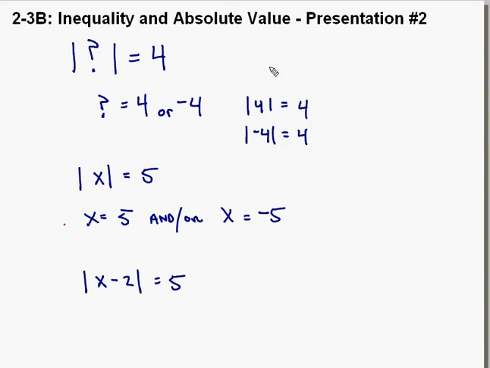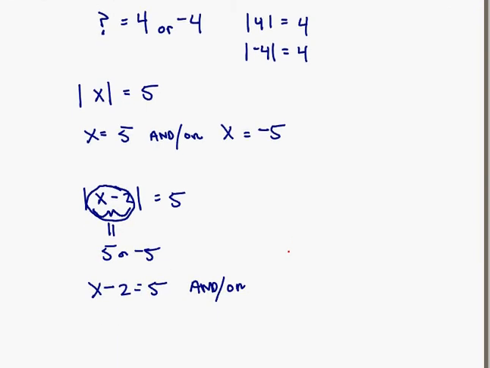Well, what do we know? We know that the stuff inside the absolute value right here is going to be equal to two values, right? This whole thing right here is either going to be equal to 5 or -5. So we would write x minus 2 equals 5, and or x minus 2 equals -5. And now we would basically solve for these two different equations.